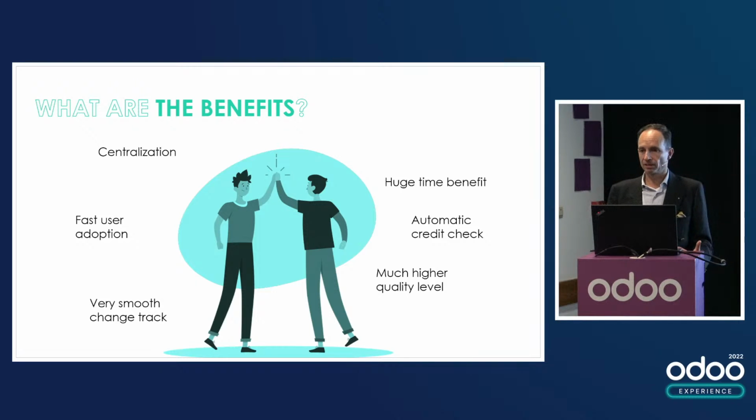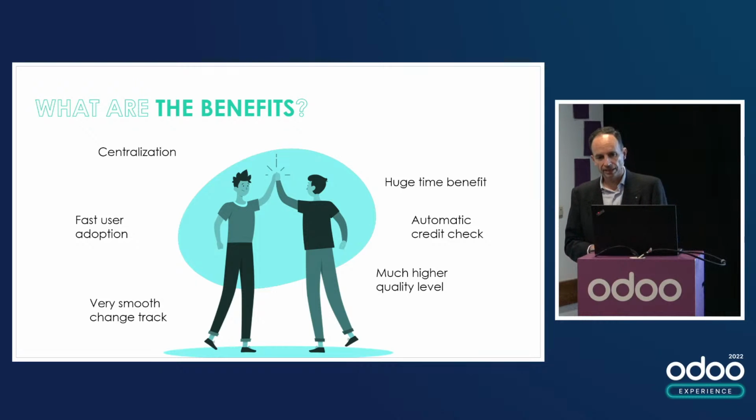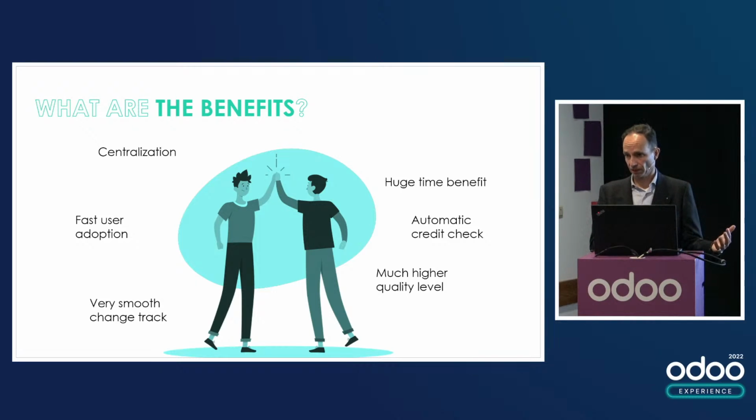Well, in this case, the user adoption was fast, so we didn't have to put much effort into the change track. And last but not least, not directly related to the contract, we also implemented an automatic credit check. So there too is a huge time benefit, because before, the accounting department had to check the creditworthiness of the customers by looking it up in databases and so on. Now this is done seamlessly and automatically. So again, a huge time benefit there.